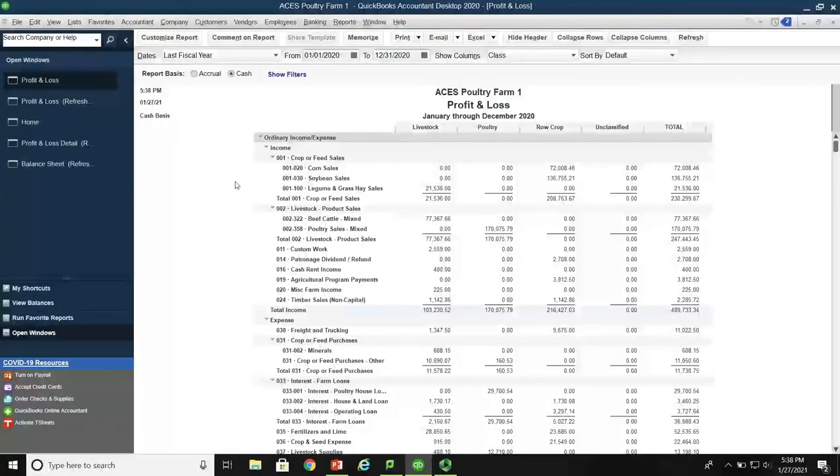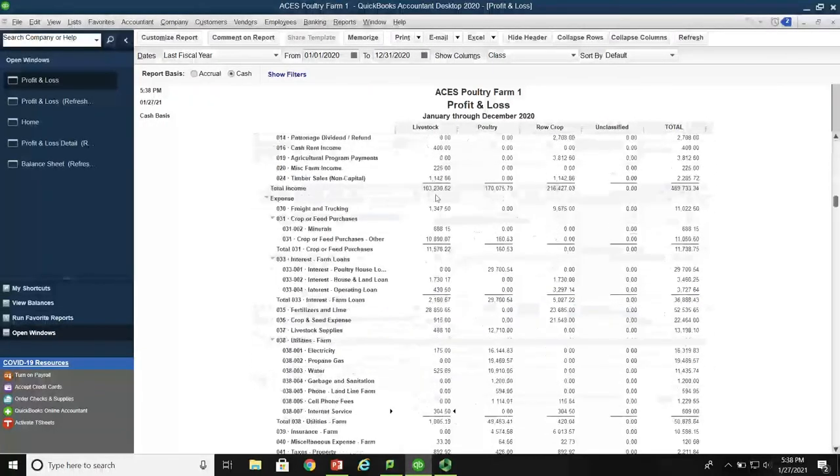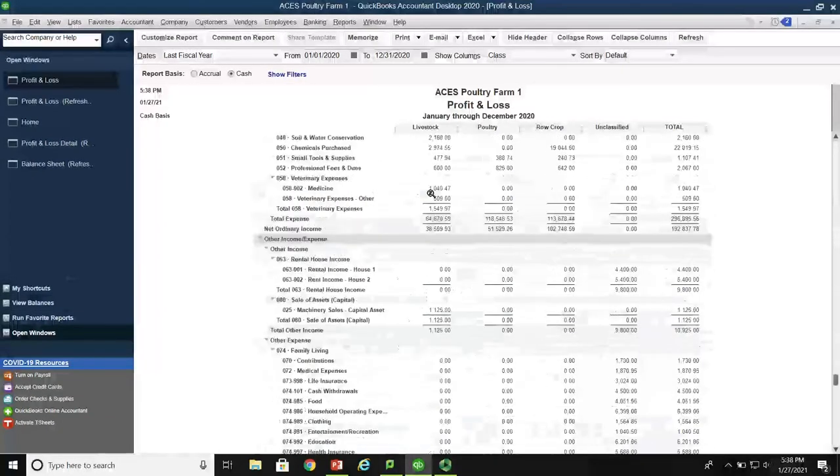Now we take a look at the enterprise for the year. We've got livestock, we've got poultry, we've got row crop. So we come down to livestock. Our gross sales for livestock was $103,000 for 2020. If we come down, our total expenses in livestock was $64,670.59, and our gross profit for livestock operation was $38,559.93, and that is before depreciation of any fixed assets charged to livestock.